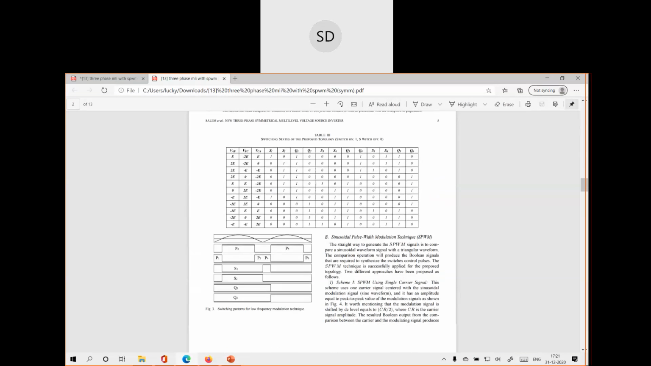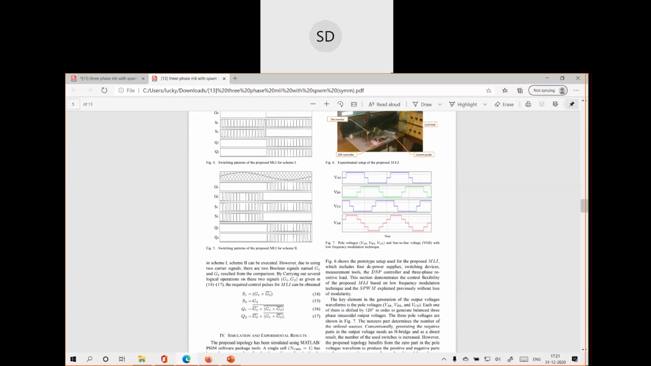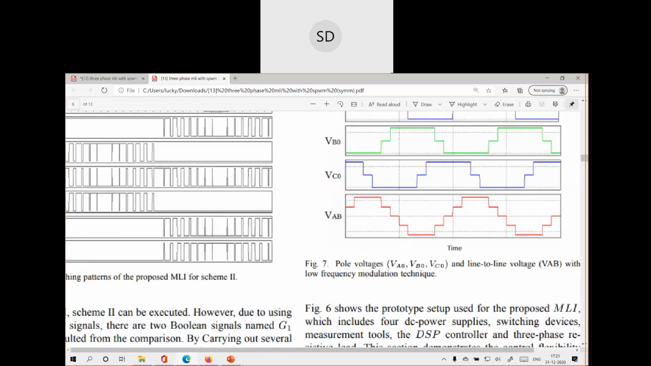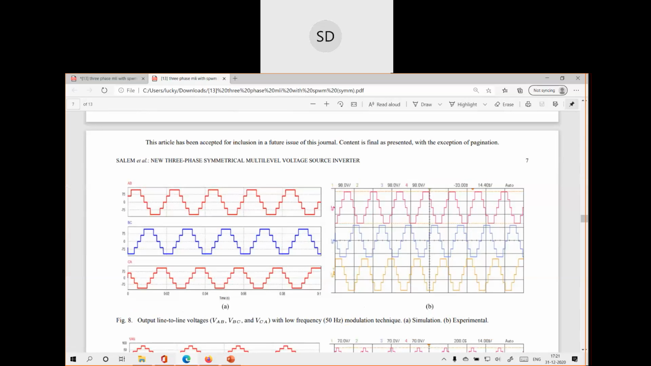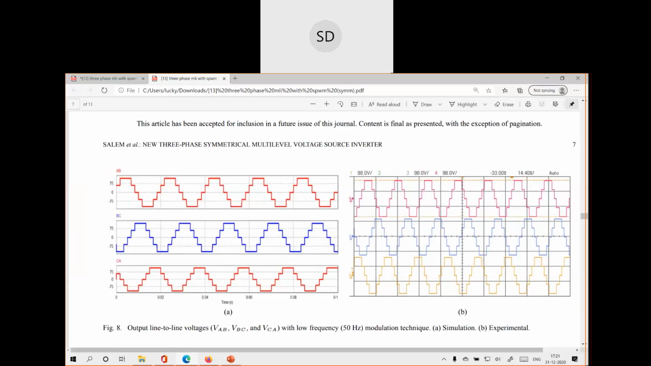So how to analyze that circuit. It will be like this. The line voltages will be in this form. Here you have the 2 VDC level, VDC level, 0 level, minus VDC, and minus 2 VDC.